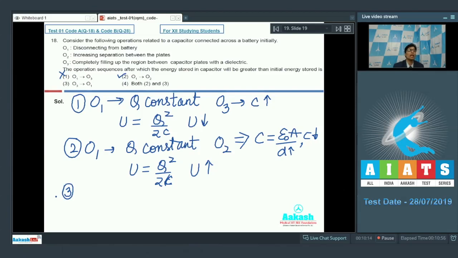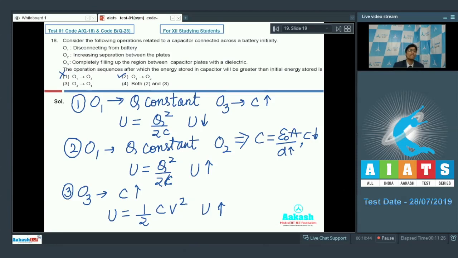Option number 3 mentions O3 as the first operation. Operation 3 is completely filling up the region between the capacitor plates with a dielectric, which means that after operation 3, the capacitance would increase. Now, the energy can be written as half C V square. Now, if C is increasing, the energy would be increasing.